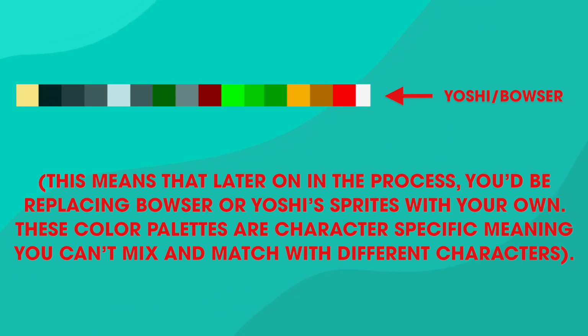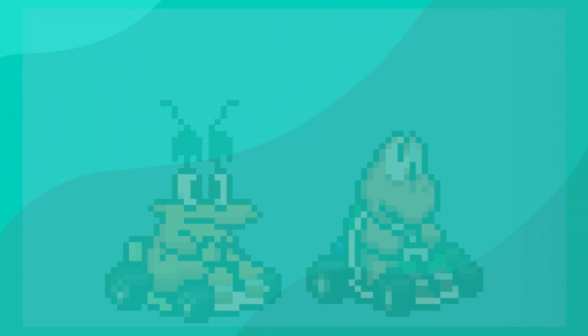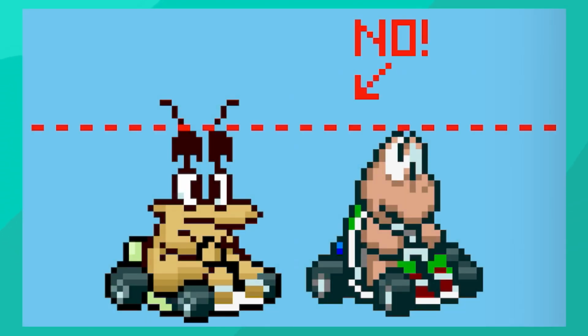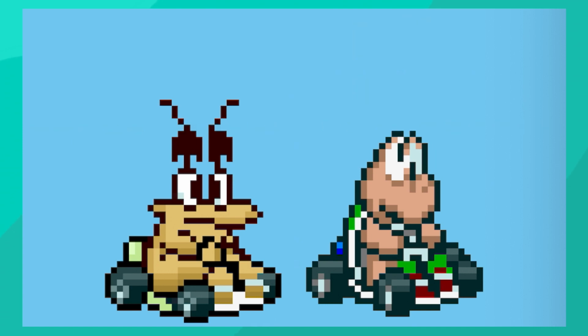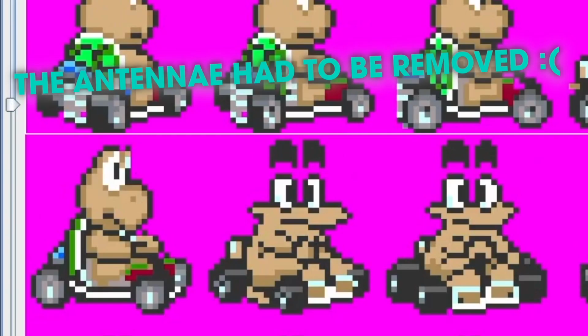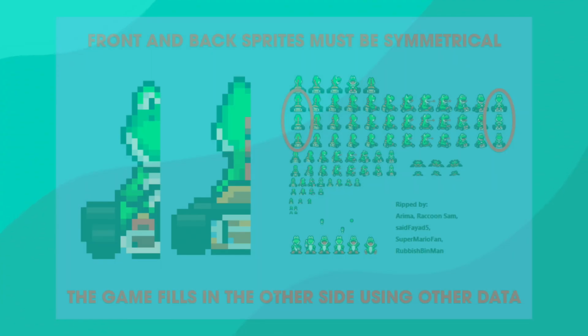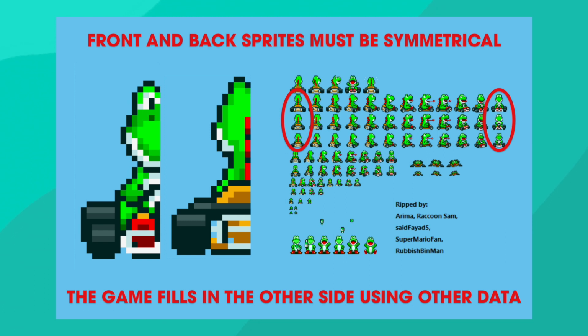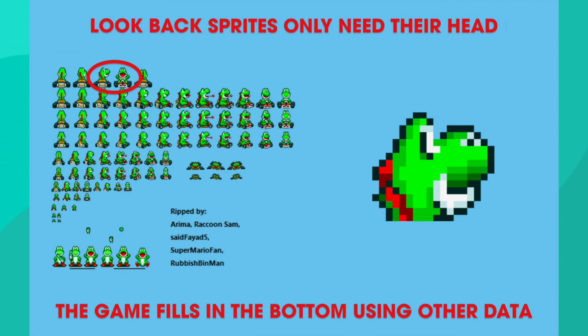Another tip I want to say is try to keep the new sprites the same size as the original sprites, or else they might not fit into the program when we're actually modifying the in-game sprites. You can see I had to remove some detail from my sprites because they were just too tall to fit in. And one last thing, some sprites must be symmetrical. This includes the front-facing and back-facing sprites, and also the look-back and celebration sprites only need to be heads, as the game uses data from other sprites to fill out the bottom.